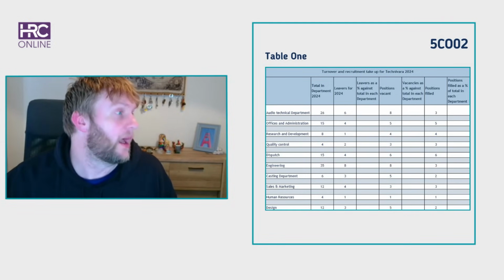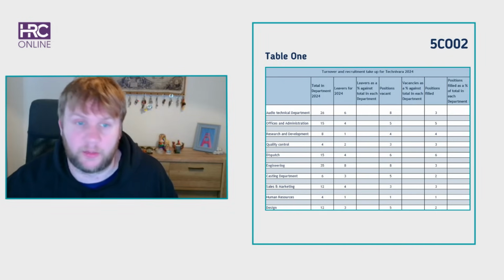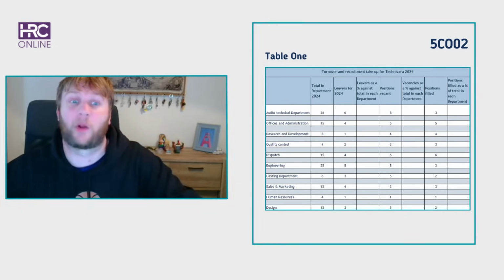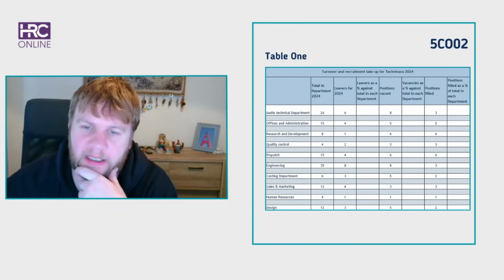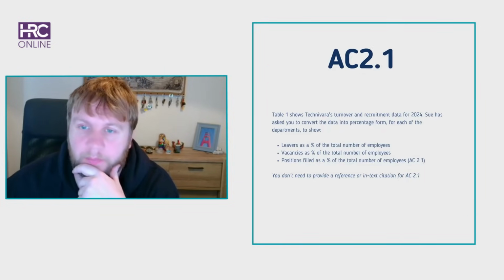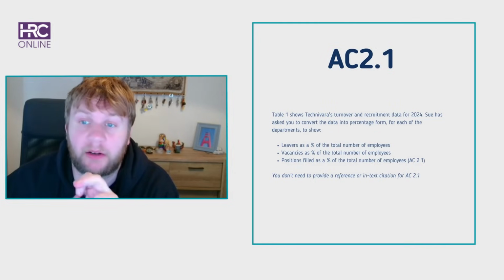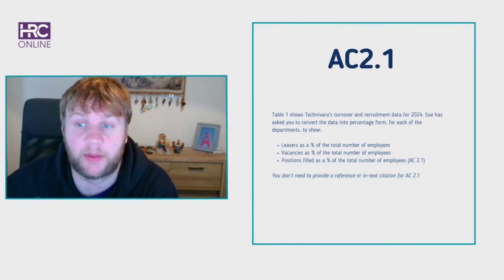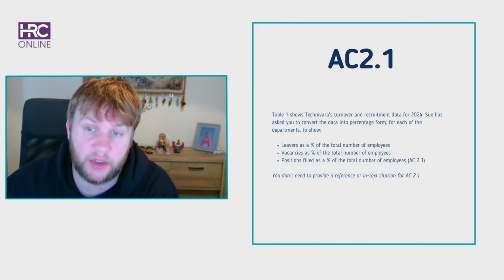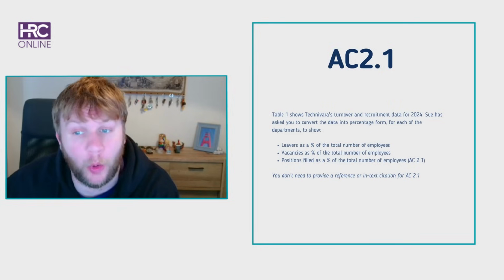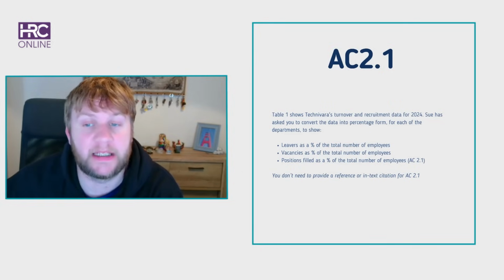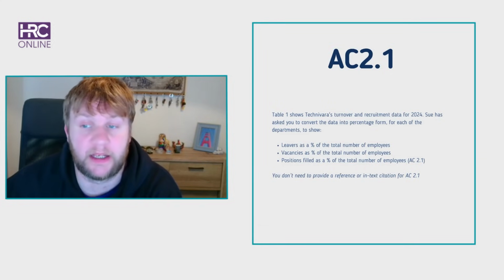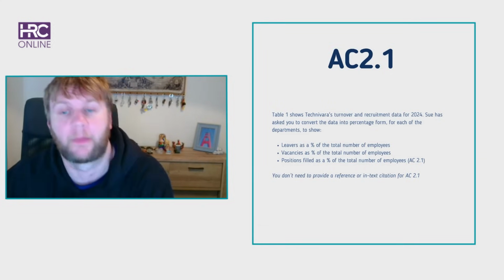Okay, so I know many of you will be looking at this going, oh my God, maths, panic. It's okay. We'll work through it systematically. It'll be all right. So, table 1 shows Technovirus turnover and recruitment data for 2024. Sue has asked you to convert the data into a percentage form for each department to show leavers as a percentage of the total number of employees, vacancies as a percentage of the total number of employees, positions filled as a percentage of the total number of employees.